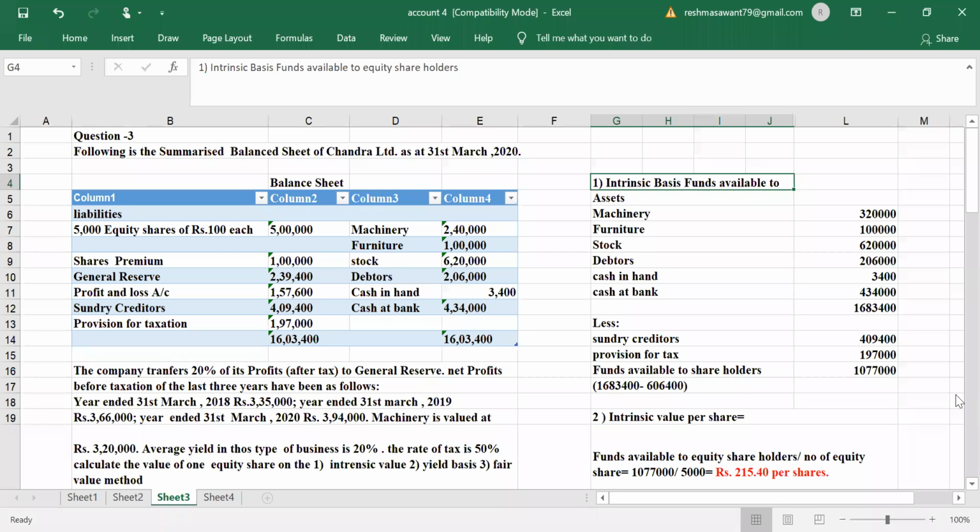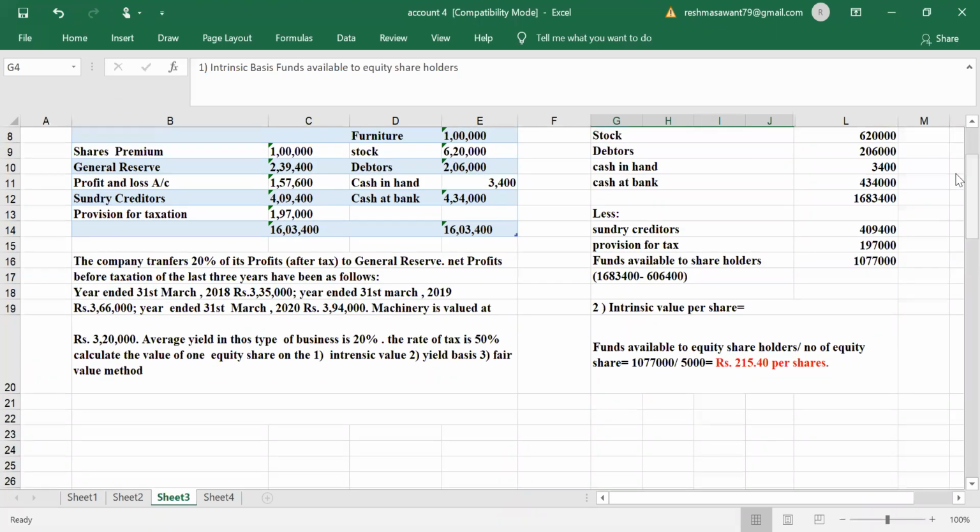Now step number 2 for calculation number 1, intrinsic value per share. The formula is funds available to equity shareholders divided by the number of equity shares, which is always mentioned in your question. So 10,77,000 divided by 5,000, and you will get your first answer, the intrinsic value per share.